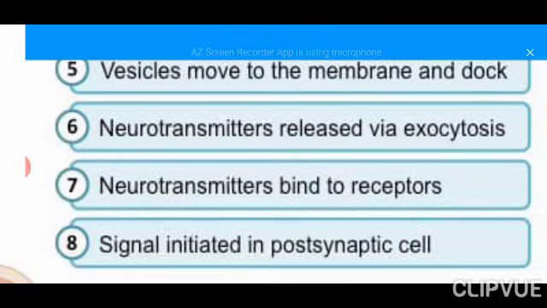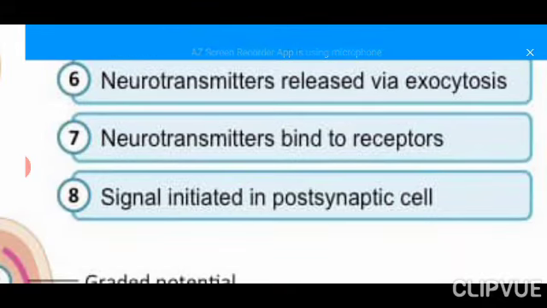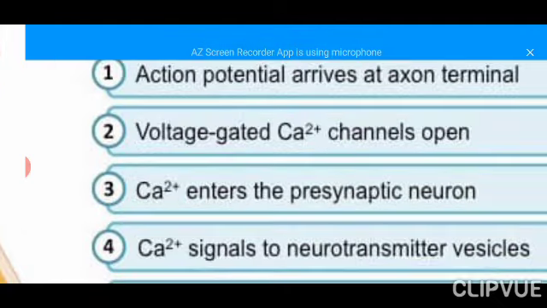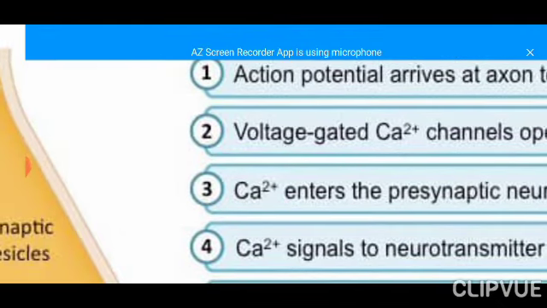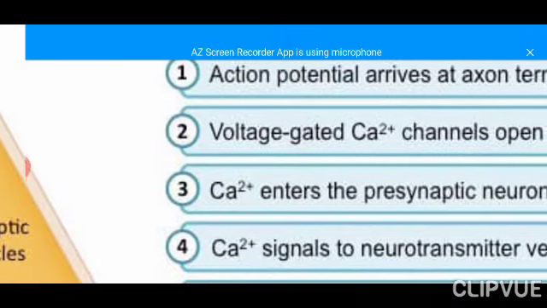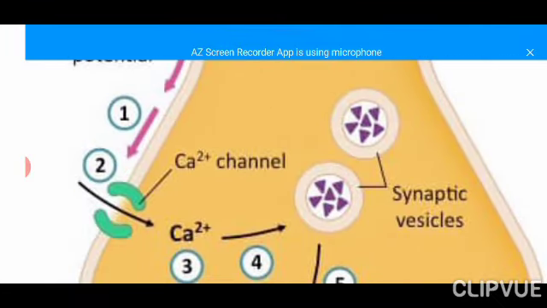Then number eight, we have signal initiation at the postsynaptic membrane, the effect of the neurotransmitter binding at the postsynaptic membrane. And finally, we have the inactivation of the neurotransmitter, which will end the entire process. All right, let's quickly look at them as fast as possible. Arrival of the action potential. Remember, we have said synaptic transmission is the process by which nerve impulses are transmitted from the presynaptic neuron to the postsynaptic neuron.